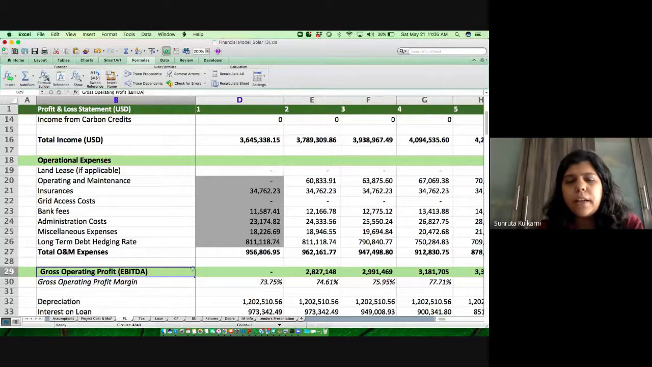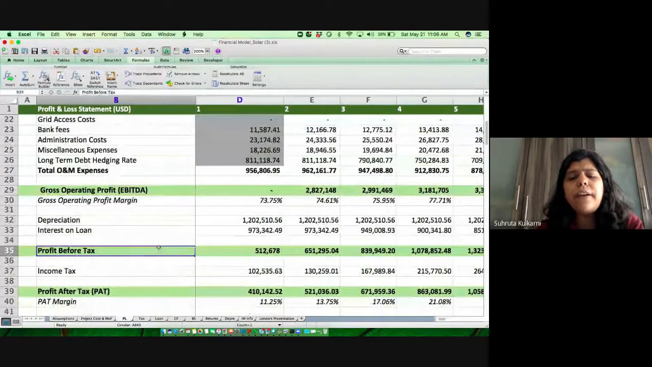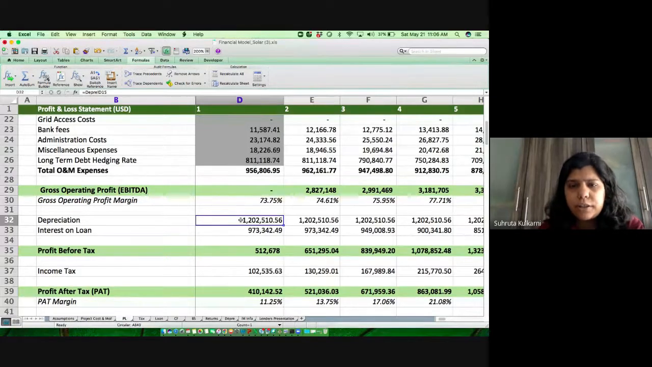Do a course on basic accounting to find out what EBITDA is and what its significance is. Then you find out PBT, which is profit before tax. Then what are the elements which come between EBITDA and PBT? If you do a basic accounting course, I can share a few links where you can do that to understand these terminologies.